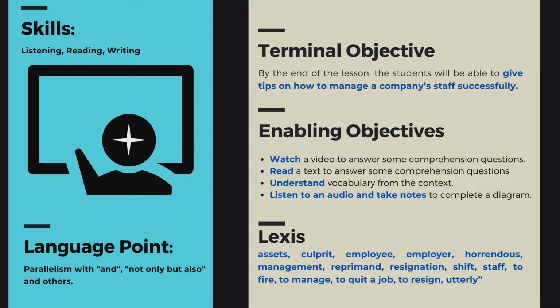The words or expressions the students are meant to acquire in this lesson are assets, culprit, employee, employer, horrendous, management, reprimand, resignation, shift, staff, to fire, to manage, to quit a job, to resign, and utterly.